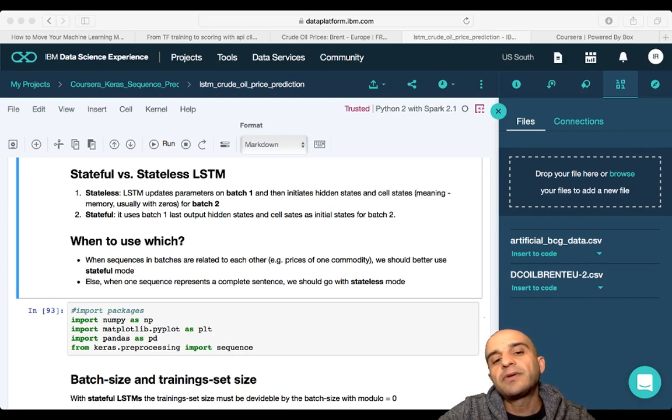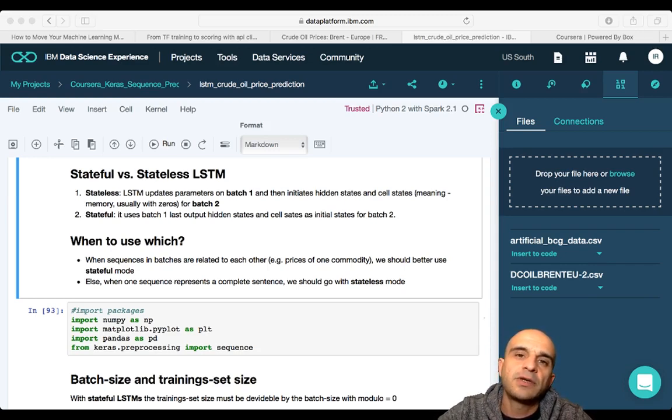So now we know that in a stateless LSTM, everything starts from the beginning, from batch to batch. So one batch is passed, then everything is reset and initialized with zeros, and then it starts again and again. A stateful neural network is completely different. Here, the last output of the hidden state and of the cell state, again the cell memory, from batch 1 is the input for batch 2. So it memorizes what it has learned in batch 1. It takes it over to batch 2.